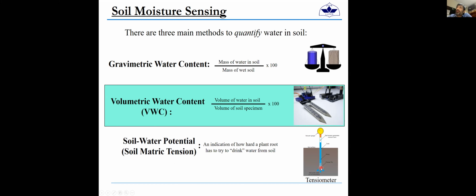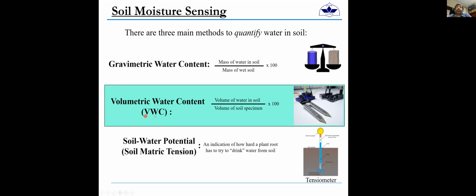If the plant or the soil is really thirsty, it is going to suck this water out of the tube, and based on the amount of water being sucked by the roots of the plant or the soil sample, you can calibrate how much soil moisture content is there in the soil. So these three are the only ways to quantify how we can measure soil moisture.